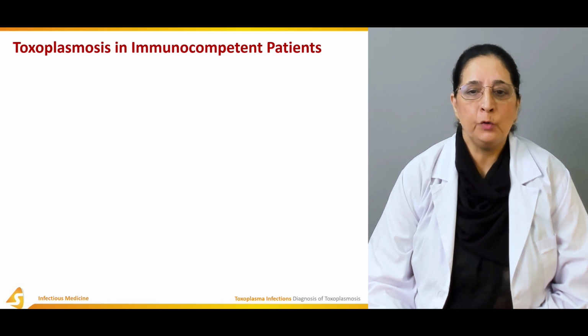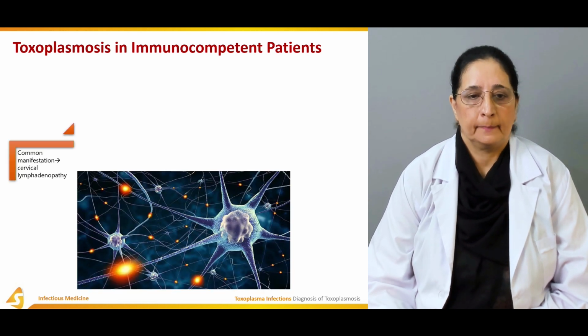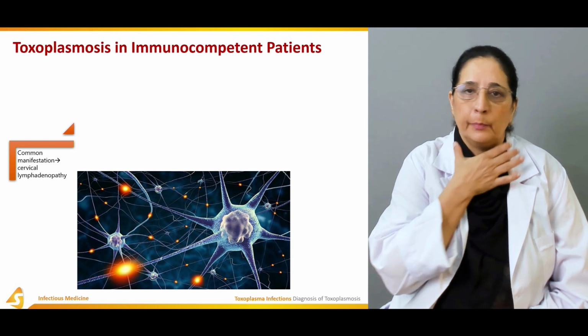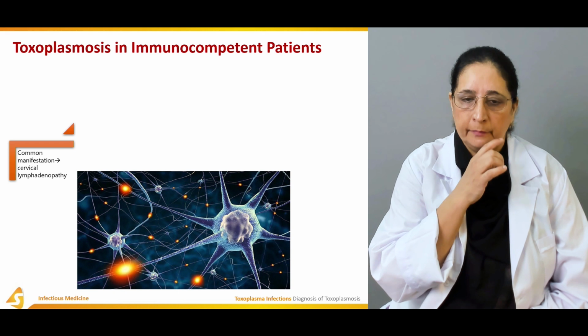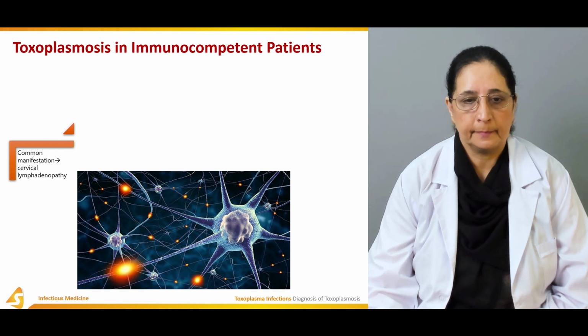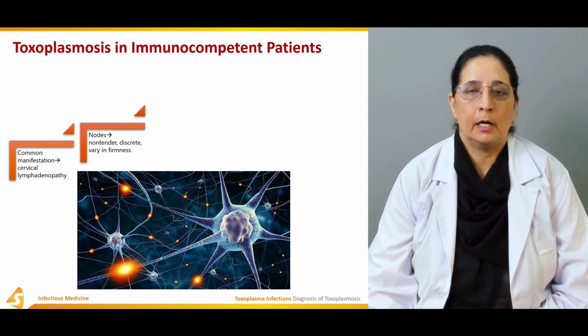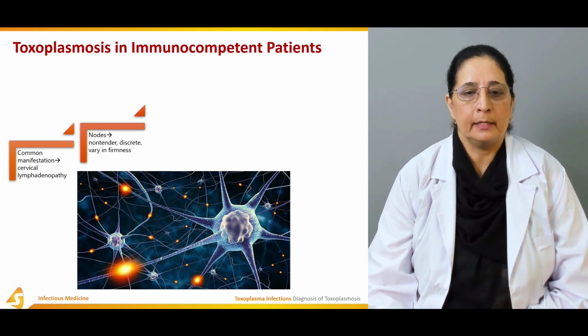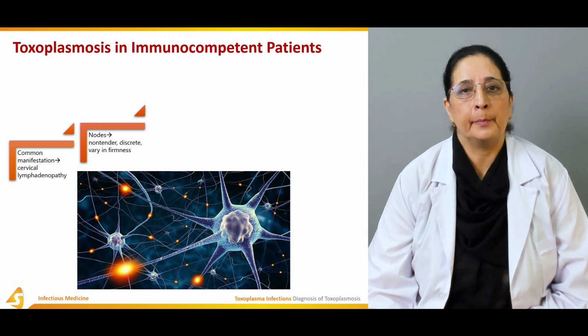Toxoplasmosis in an immunocompetent patient. The common manifestation is cervical lymphadenopathy. Cervical lymph nodes are enlarged. Nodes are non-tender, discrete, and they vary in firmness.